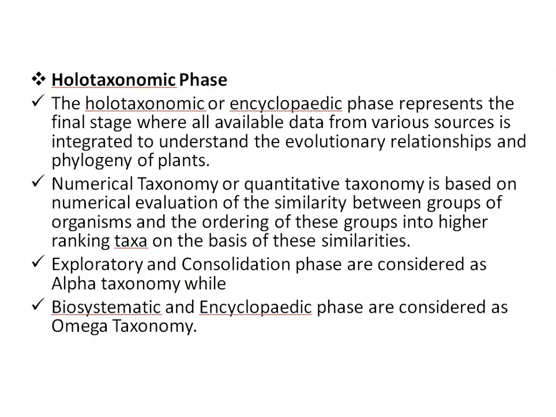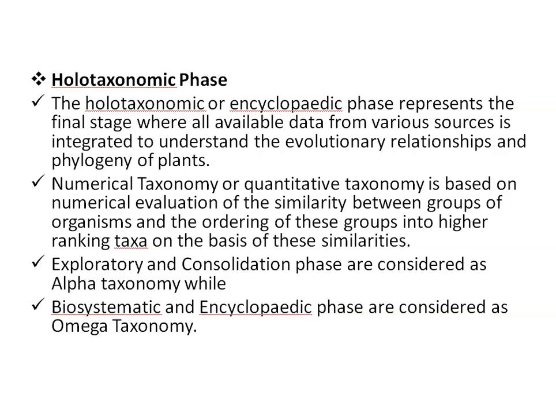Next is the holotaxonomic phase. The holotaxonomic phase represents the final stage where all available data from various sources like morphology, anatomy, cytology, phytochemistry, etc., is integrated to understand the evolutionary relationship and phylogeny of plants. It involves synthesizing information from earlier phases like exploratory, consolidation, and biosystematics to create a comprehensive understanding of plant diversity and their evolutionary history. Information is gathered, analyzed, and a meaningful inference is drawn for understanding phylogeny. Collection of data, analysis, and synthesis are the main work of an independent discipline of taxonomy, that is numerical taxonomy.